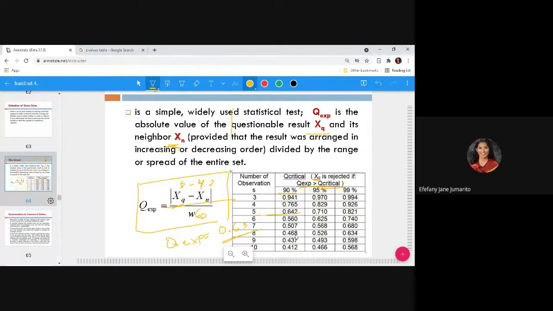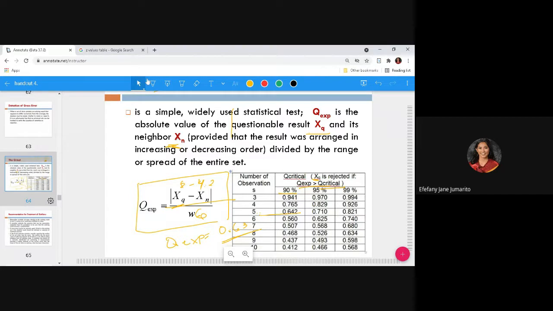Okay, 0.642. Now, should we reject or should we accept? Accept, ma'am. Okay, accept. So we will retain because our Q experimental is 0.63, which is lower than the Q critical. Okay, lower than our Q critical. So we will accept. We will only reject if it is greater than our Q critical. So we will accept that one.